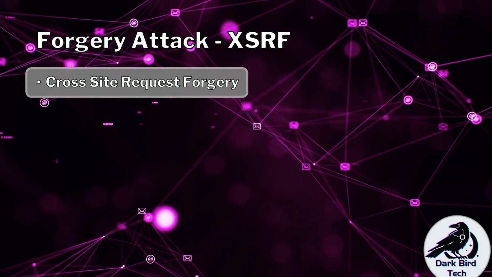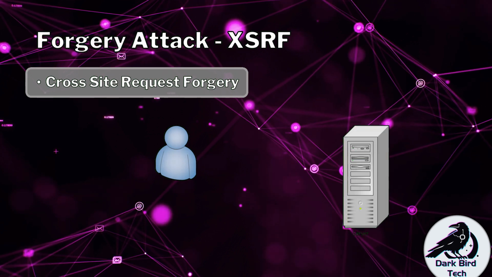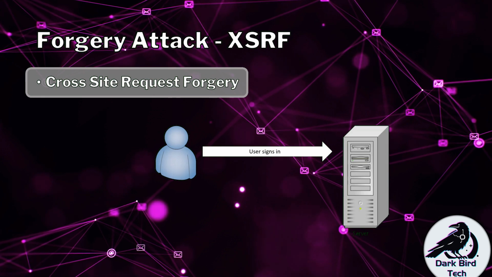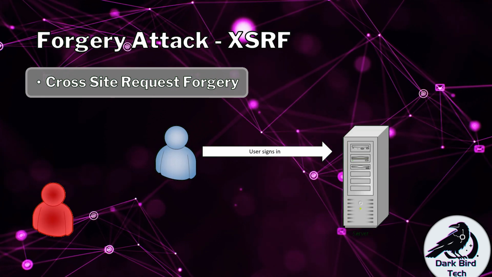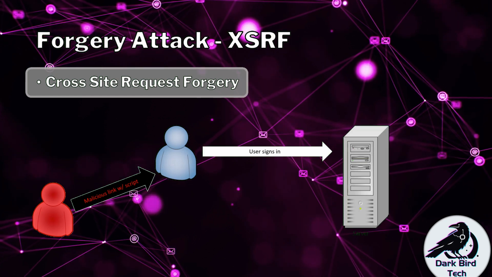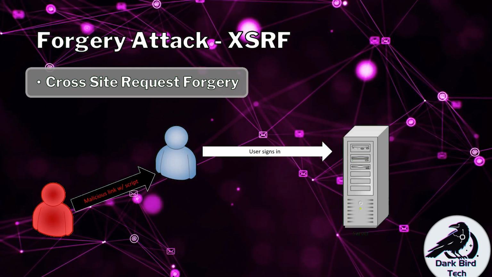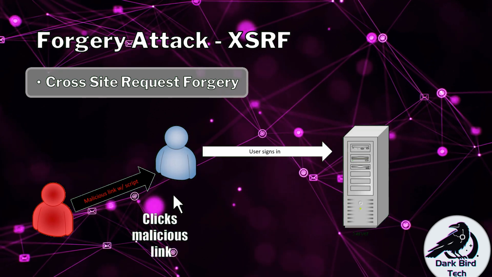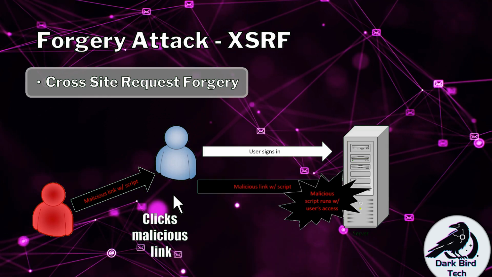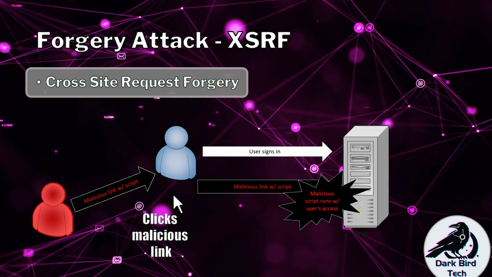Now, the way this attack works is you're going to have a user accessing some kind of network application server, like a web server. The user will sign in. The attacker comes along and sends to the victim a malicious link with a script included in the link, probably a PHP script. The user clicks the link, and then the link takes him to that site, and the malicious script is then able to run. That is how a cross-site request forgery works.